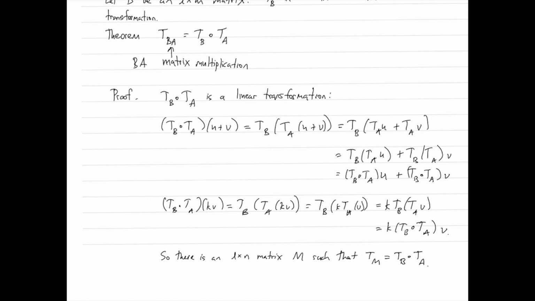And so what's the point of that? Well, we've seen in a previous video that there's a theorem that says any linear transformation comes from a matrix, is the transformation associated to a matrix. And so using that theorem, we see that there is some matrix M, it's got to be of this size, such that T sub M is equal to this composite transformation. And what we're going to show on the next page is that this M has to equal whatever the strange matrix multiplication B times A is.